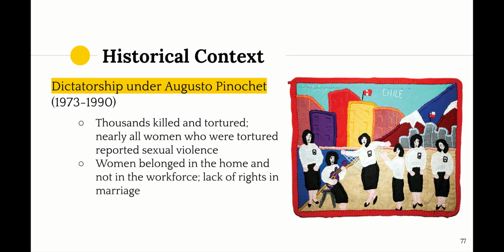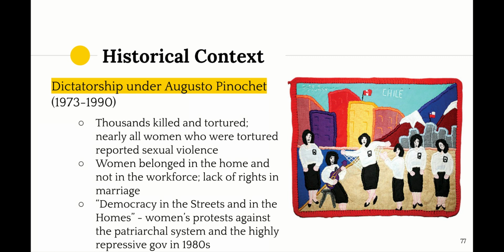The belief was, and in many circles in Chile still is, that women belong in the home and not in the workforce. They had a lot of lack of rights in marriage. Women weren't even allowed to divorce until the early 2000s, nor were they given the right to vote until 1942, which is slightly before this.